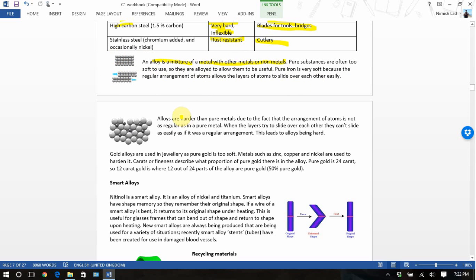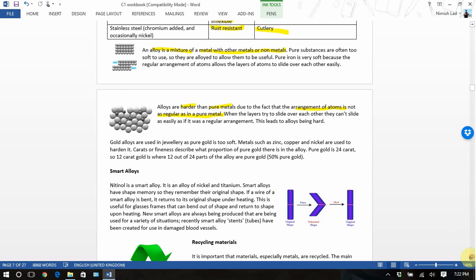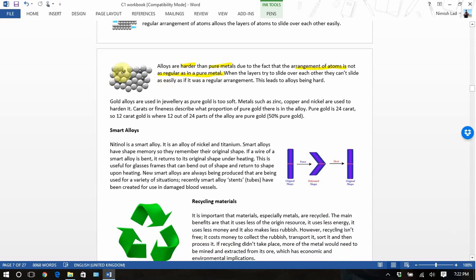Alloys are harder than pure metals because the arrangement of atoms is not as regular as in a pure metal. It's not a regular arrangement anymore. When the layers try to slide over each other, they won't. So that leads to alloys generally being hard. You can see these small sized atoms over here, they get in the way so the layers can't slide, and there's no regular pattern anymore as well. Think of that as a bunch of 2p's and 5p's in between, blocking the path, stopping them sliding over each other.